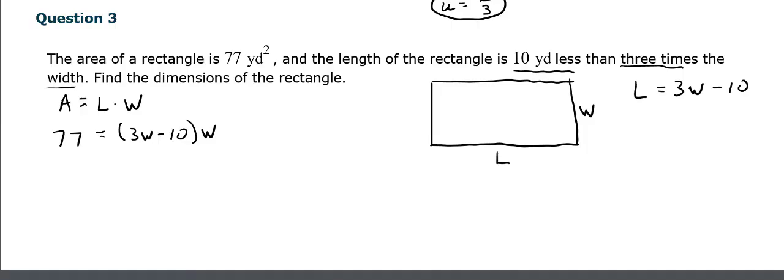So what we're going to do in this case is distribute this W, since it's touching the parentheses, times the 3W and the minus 10. So this gives us 77 equals 3W squared minus 10W. So next, since we're dealing with solving a quadratic equation, we're going to move the 77 on the other side by taking its opposite.